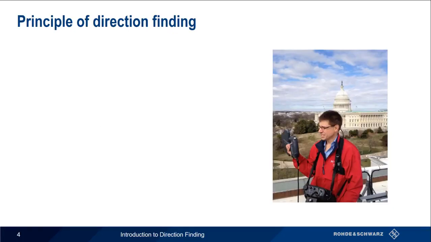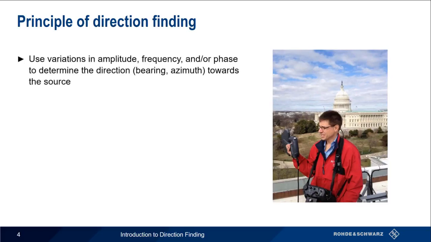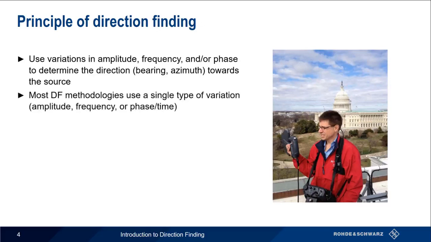So how do we determine the direction from which a signal is arriving, that is, the angle of arrival? As you know, there are three things that can change as a signal moves through space: its amplitude, its frequency, and/or its phase. So direction-finding methodologies calculate bearings using location-based variations in the received signal. Most direction-finding methodologies use a single one of these variations, that is, changes in amplitude, frequency, or phase/time to compute bearings.